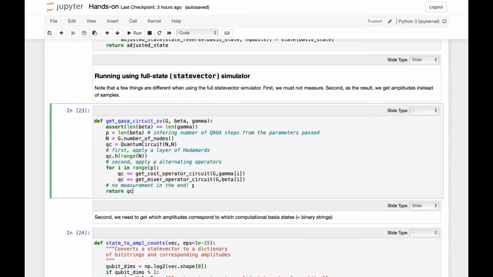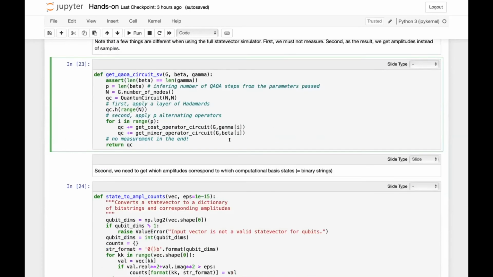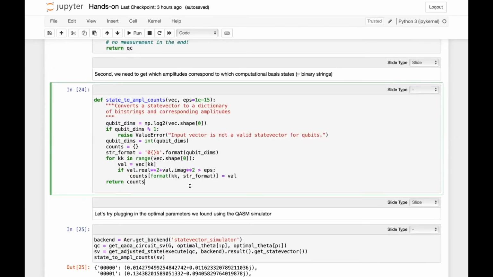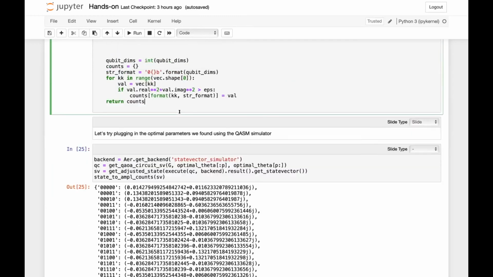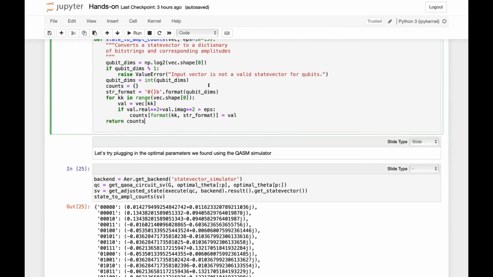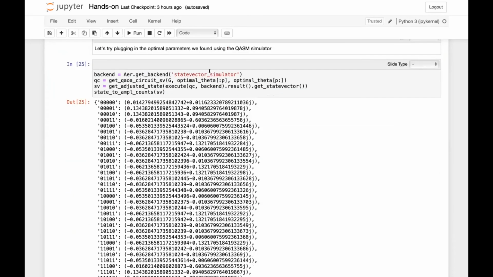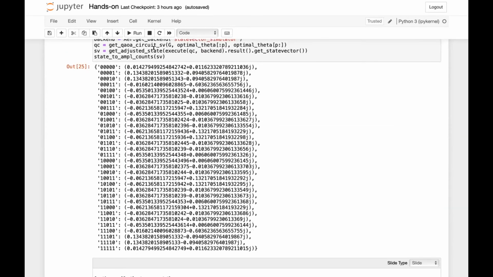So we can get this circuit, and we just have to do it with no measurement in the end. And we can get the same sort of dictionary by just taking our state vector and converting it to a dictionary of amplitudes, so it looks very similar to our counts previously. And if we run it on the state vector simulator, we get some vector, these amplitudes. We can see that some amplitudes are larger. So where's our optimal solution here?